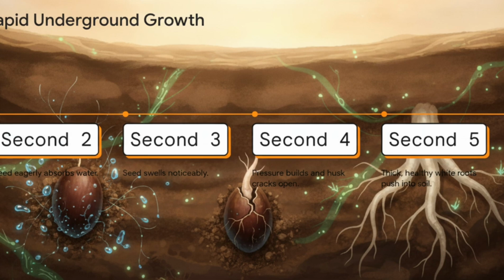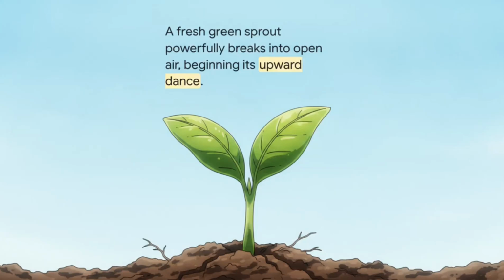At second 2, the seed is eagerly absorbing water. By second 3, it's noticeably swelling up. Second 4, the pressure builds and boom, the husk cracks open. And by second 5, it's already developing these thick, healthy white roots pushing deep into the soil. It's a visually stunning display of life force, all captured without a single glitch, blur, or flicker in our continuous shot. Next up is Phase 3, Reaching for the Sun.